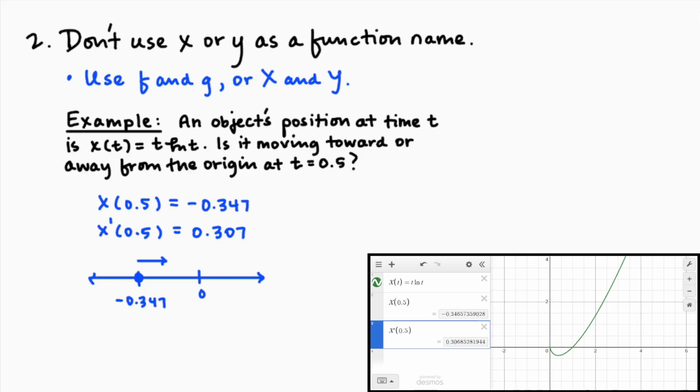and I might also sketch a diagram to help me make my decision, although just to remind you, a diagram or a graph or a sign chart is never going to be used as justification in AP Calculus on the free response section. But what really matters about this is the signs of these values. The fact that x is negative and x prime is positive. So I'm going to point that out, with a less than 0 and greater than 0, and then I'm going to conclude that the object is moving toward the origin.